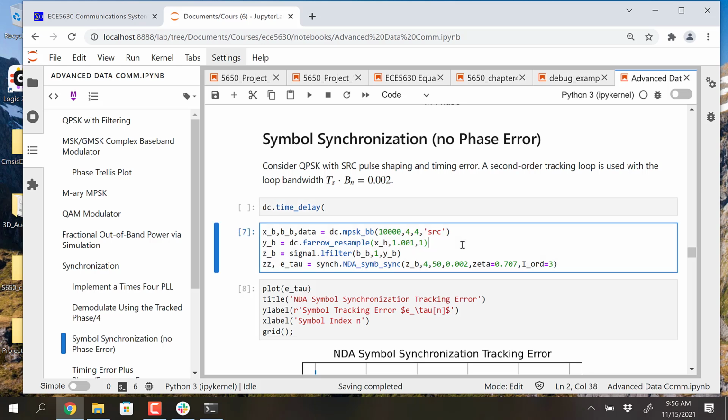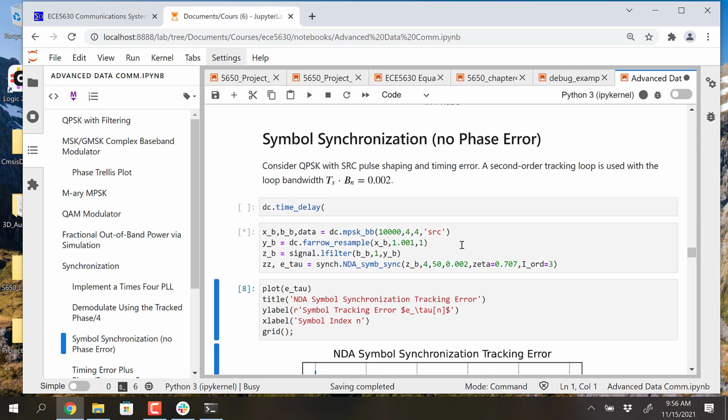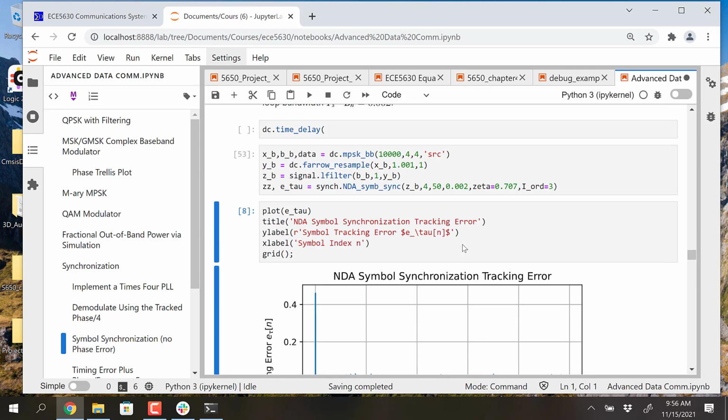So in the resample now, what I'm going to do is create a waveform that needs to be sampled. So I'm doing a small amount of timing change. I'm assuming the input clock is 1.001 and then the output clock is 1. So am I making the samples closer together or further apart?